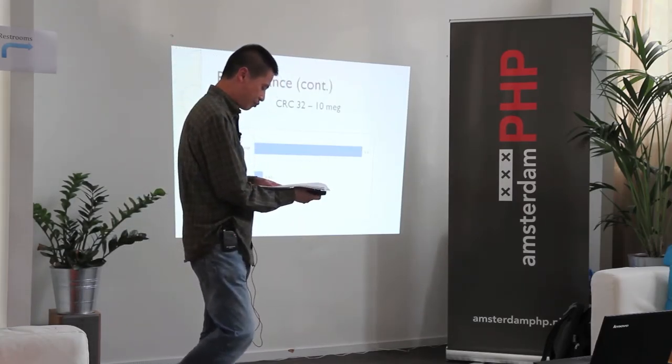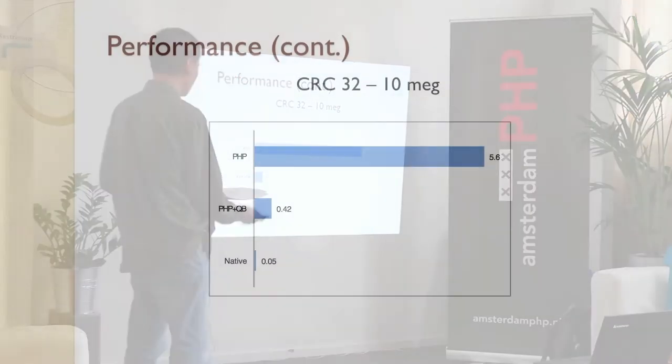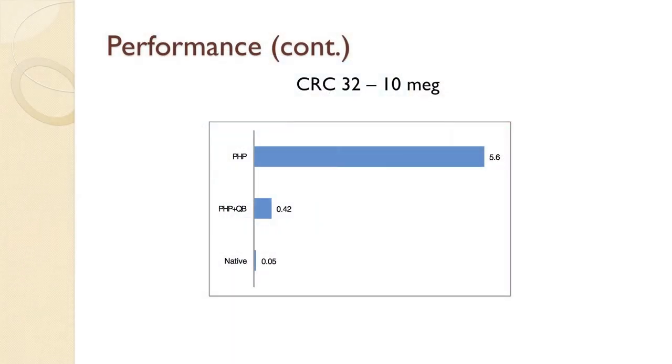And the second example is an implementation of the CRC32 algorithm. In standard PHP, it takes more than 5 seconds to calculate the checksum of a 10 meg file. QB improves performance by more than a factor of 10.